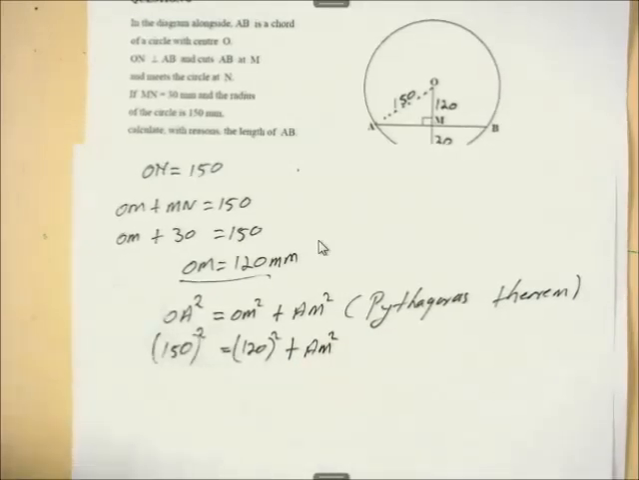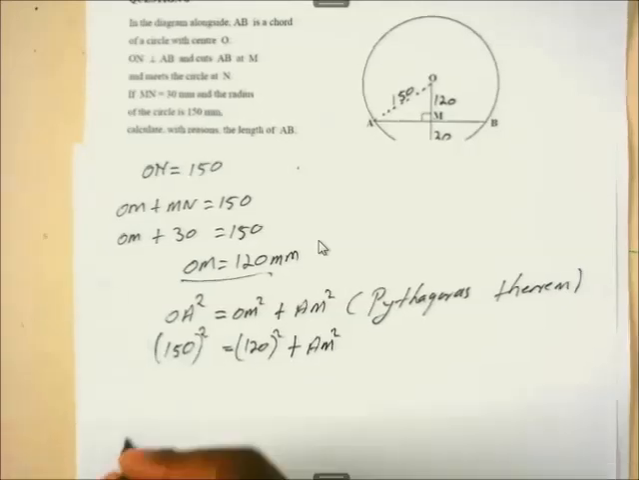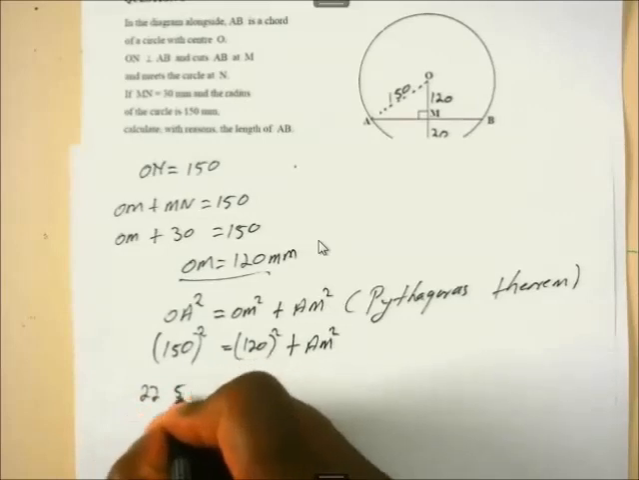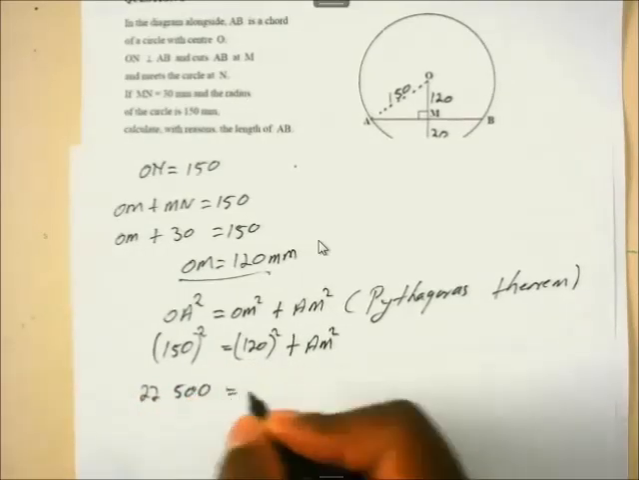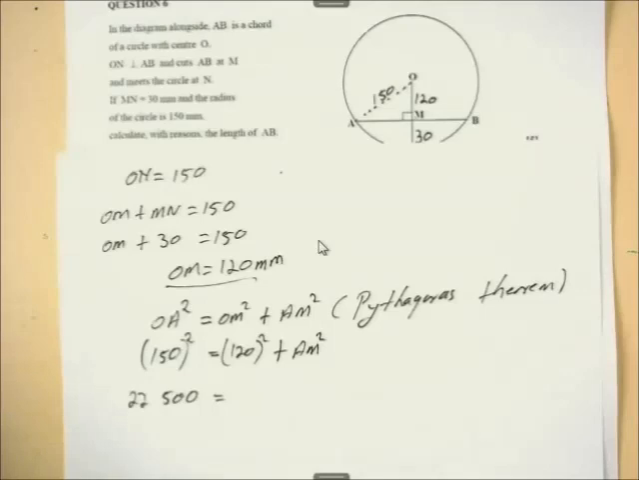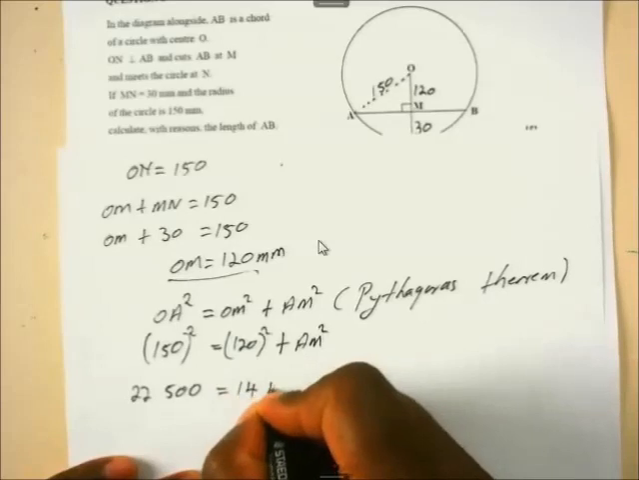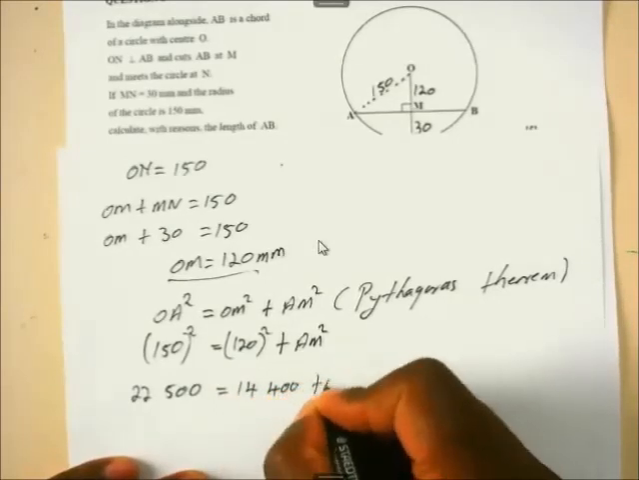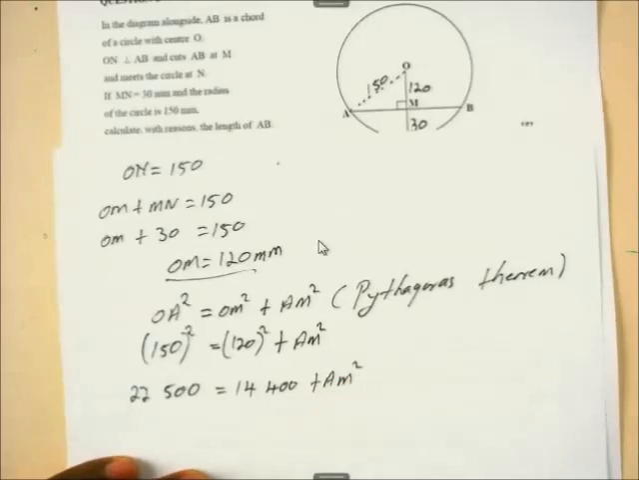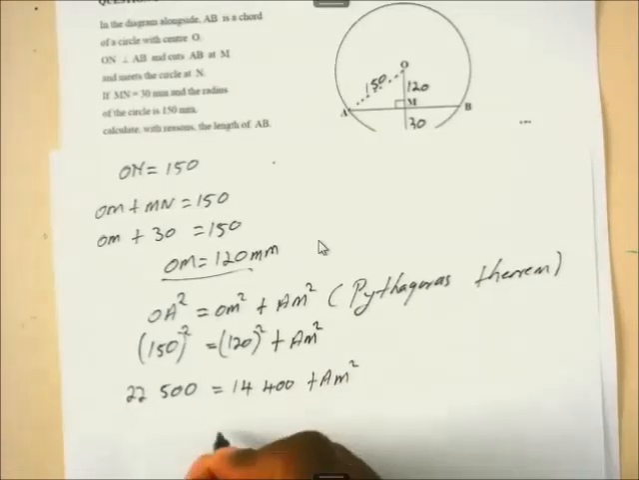So let's square 150 with the aid of a calculator. 150 squared gives you 22,500, which equals 120 squared, which is 14,400, plus AM squared.